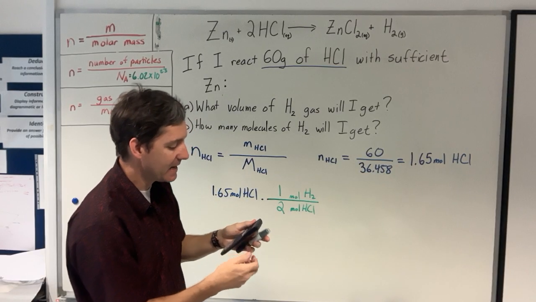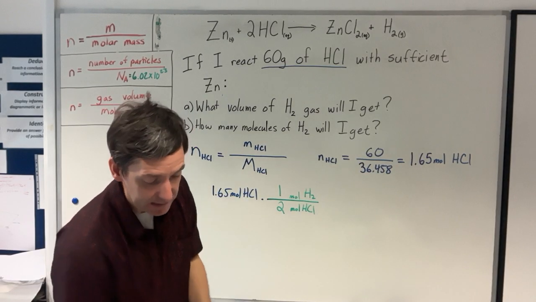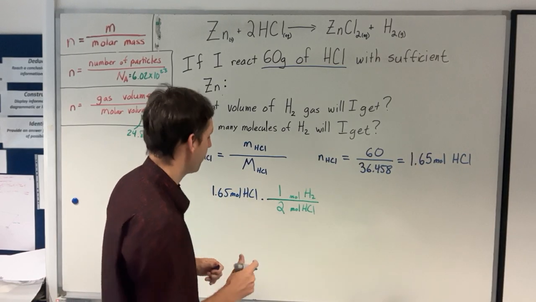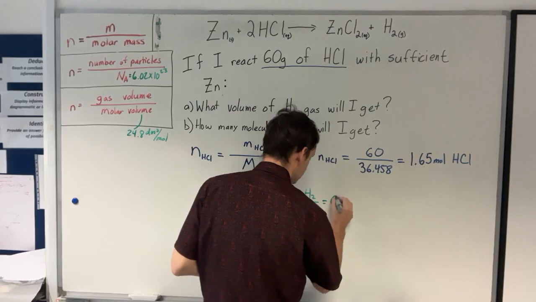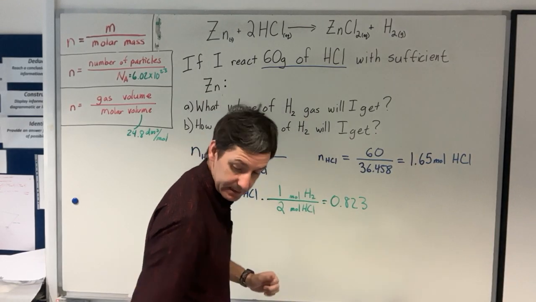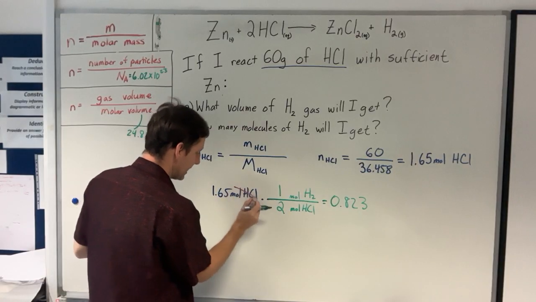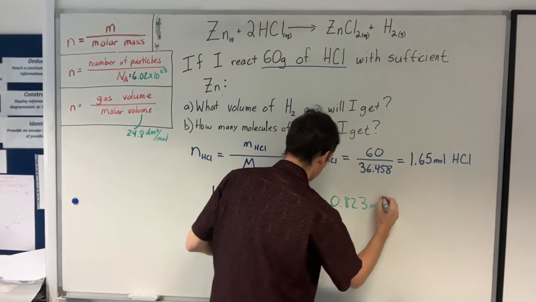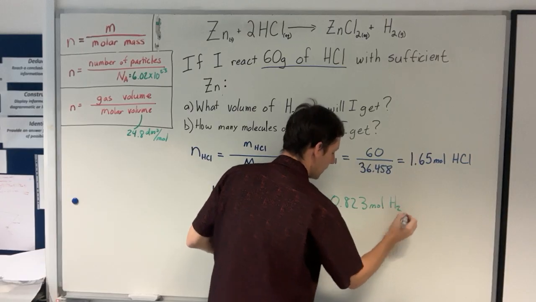But I'm going to use that number, multiply by 1 and divide by 2, and I get 0.822864. So I'm going to write down 0.823. And this, because HCl has canceled out, gives me moles of H2.